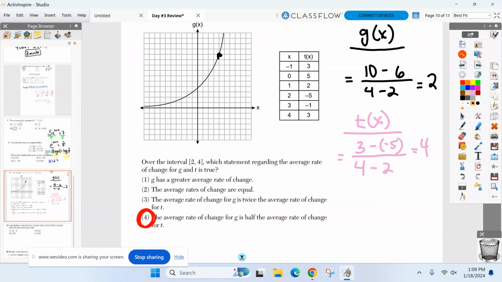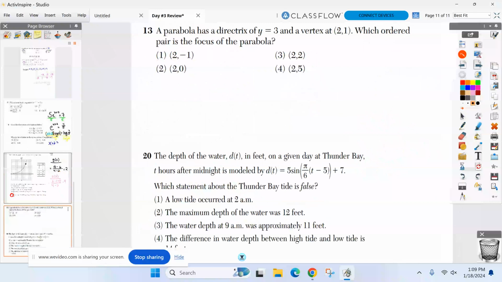It's come up on every exam. Along with 13. It's come up on every exam.